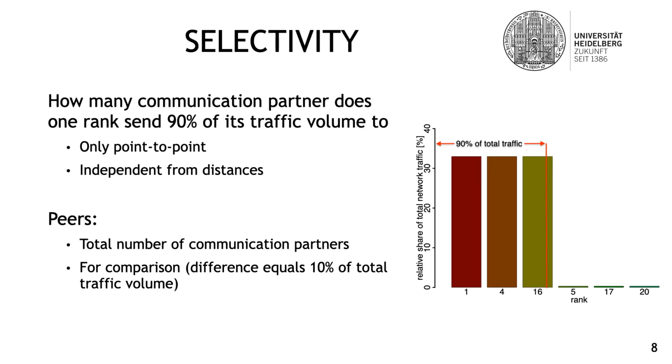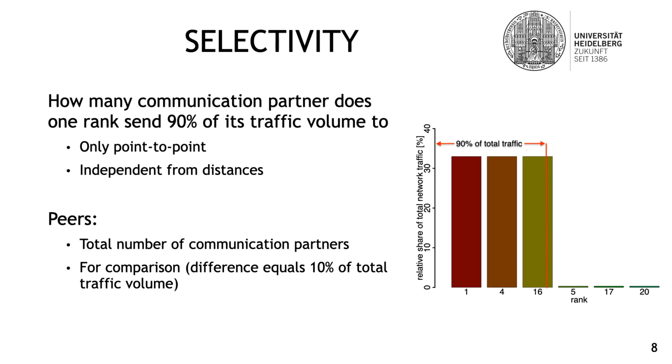The second metric we are looking at is selectivity. Contrary to locality, this metric focuses on the traffic volume rather than on the distance. In order to determine it, first the communication partners of one rank are sorted by the exchange traffic volume, as depicted on the right side. The number of communication partners that represent 90% of this traffic volume then equals the selectivity parameter.